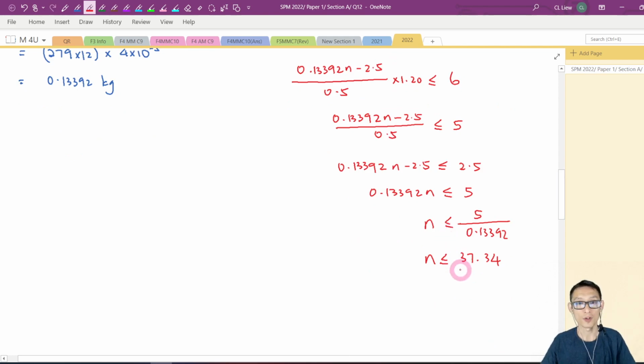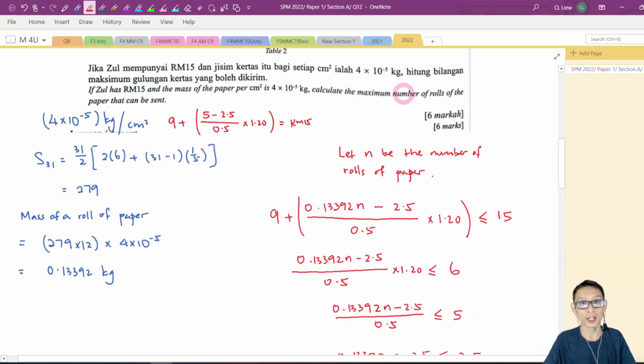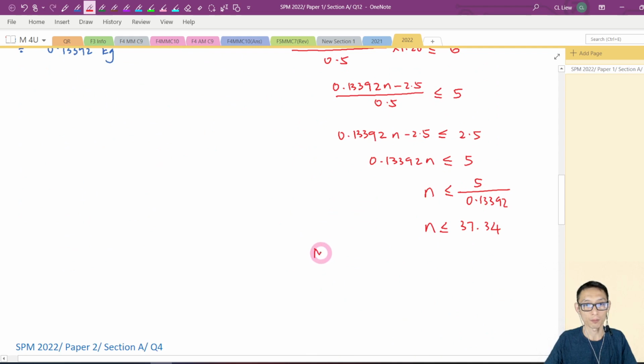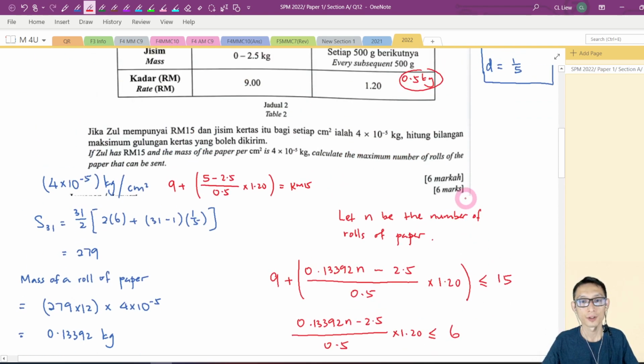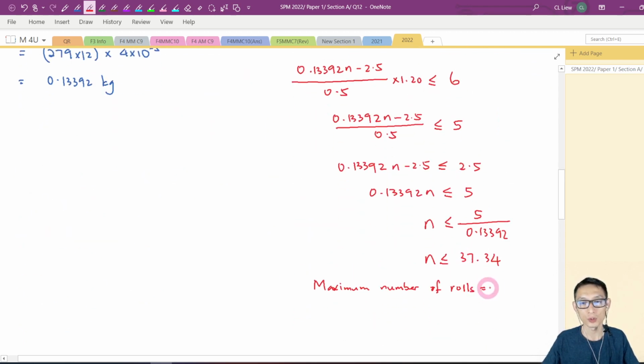Okay, but this is not our final answer because we want the maximum value, maximum number of row. So maximum number of row is equal to 37 row. Okay, this is the final answer for this question.